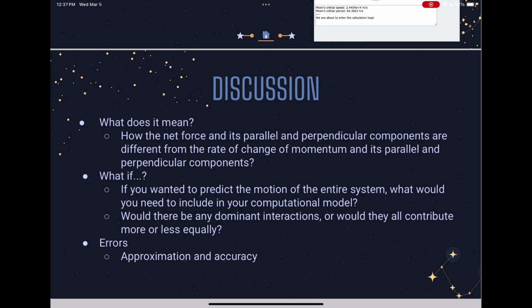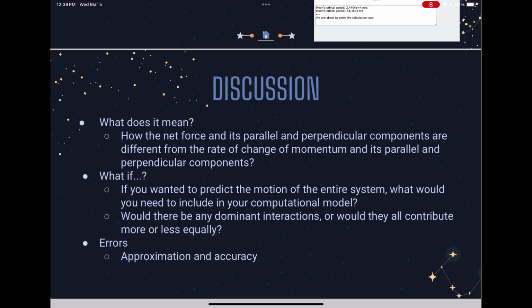What are the errors in our experiment? Well, we're just approximating this, so it's not exactly perfect. We don't have all the forces involved in our experiment, which makes it not very accurate to real-life situations, but our experiment is pretty accurate to a lab simulated experiment.